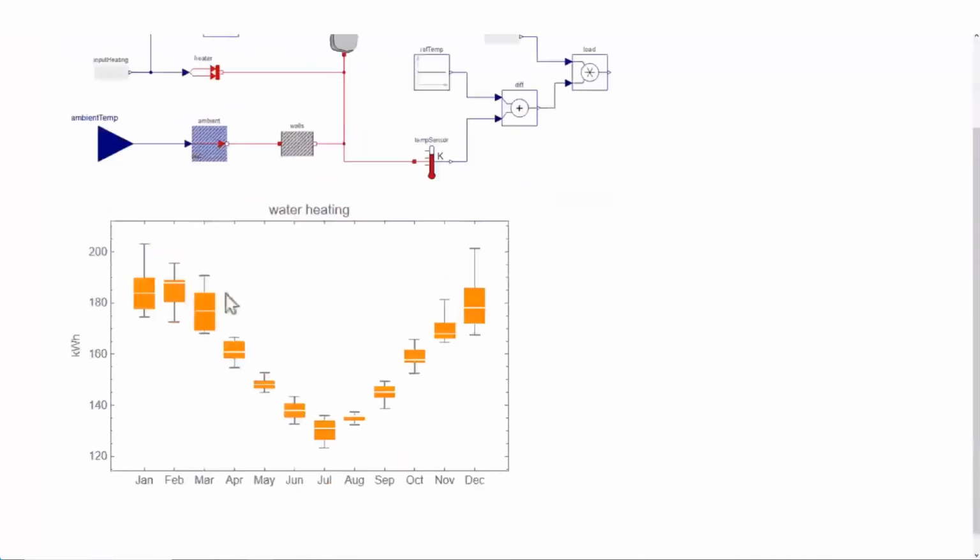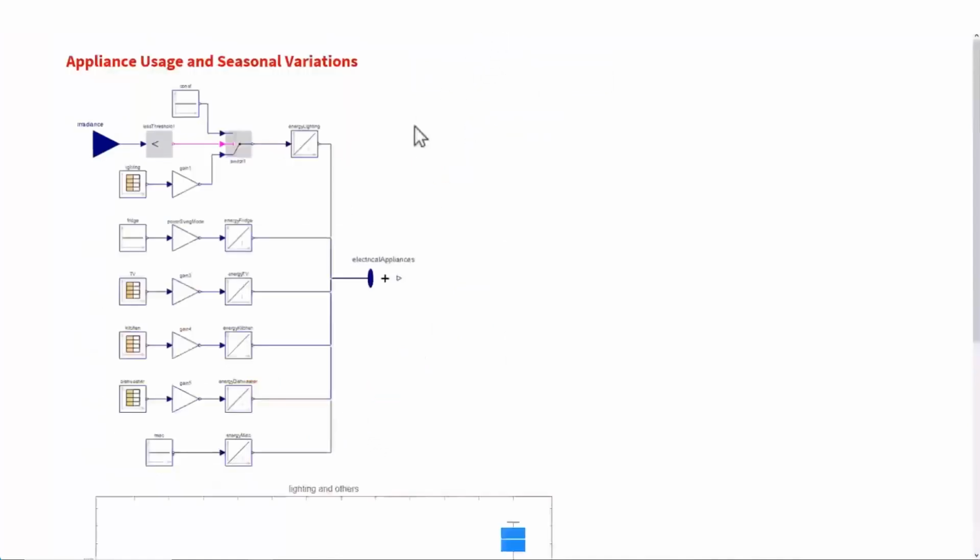As you can see, more energy is needed during the winter months, similar to the space heating model. However, unlike space heating, hot water is required year-round, even during the summer. Next, I modeled the energy consumption of various household appliances. These are simple blocks that have a power rating and are turned on for specific intervals each day.